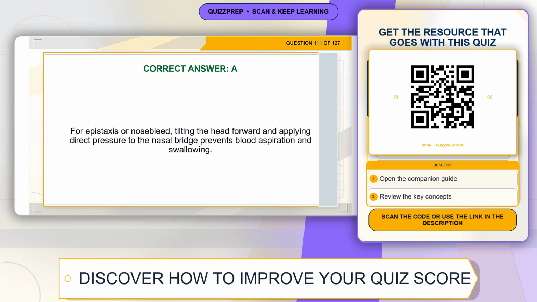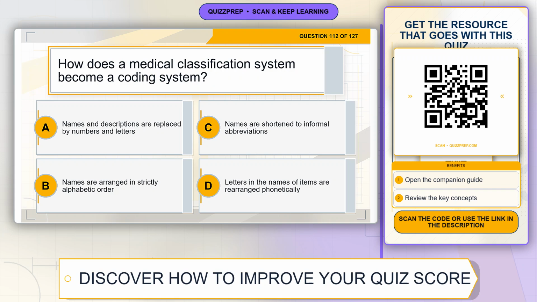Explanation. For epistaxis or nosebleed, tilting the head forward and applying direct pressure to the nasal bridge prevents blood aspiration and swallowing. Question 112. How does a medical classification system become a coding system?